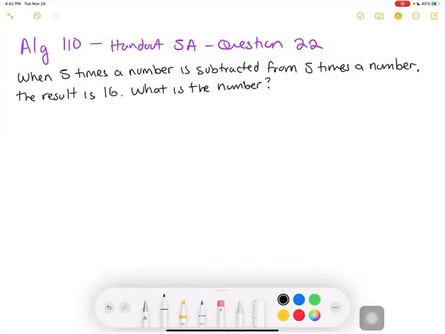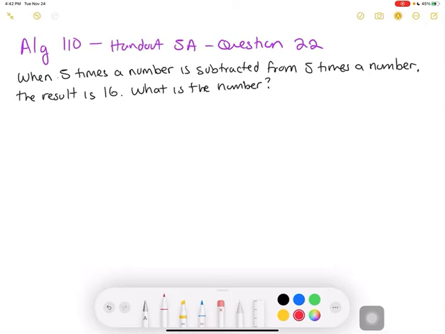Hello students, in this video I'm going to show you how to answer question 22 from Handout 5a, which is a review. This is just a phrase, it's an equation, but it's given as a phrase, so you have to translate or transform it into an actual equation with numbers and symbols. Okay, so let's start digesting this part by part.